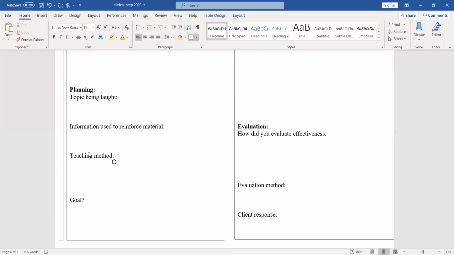And then down here under evaluation, so how did you evaluate the effectiveness? Did you have the patient teach back? Did you have them give you a return demonstration? Did they discuss it with you? Again, that really falls into the evaluation method. Those are very similar. And then the client's response. Did they like it? Did they ask any questions? Did they have any concerns?